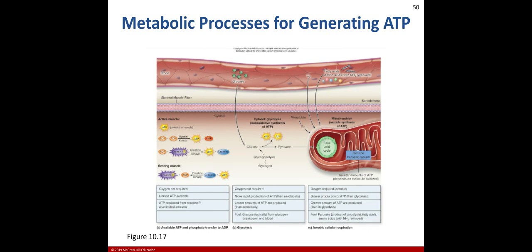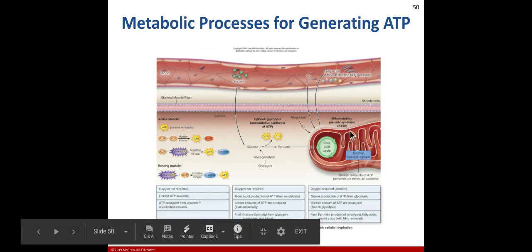So here's all of that happening. You've got your muscle fiber. You've got a blood vessel bringing us glucose. Inside that muscle fiber, we can be doing our Krebs cycle, or citric acid cycle, in the mitochondria to make energy.